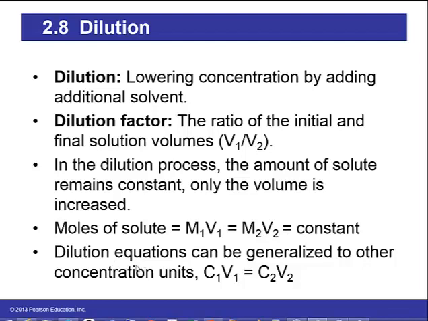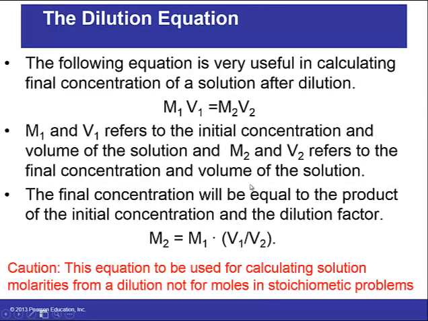So our dilution equations can be generalized to other concentration units as well, including things like parts per million or percent solutions. We can use a more generic formula to measure these concentrations using the concentration term C. And so we can say that C1 times V1 equals C2 times V2. We can use this general equation to calculate how to make different dilutions of the concentrations that you want to make. So our dilution equation is M1V1 equals M2V2.